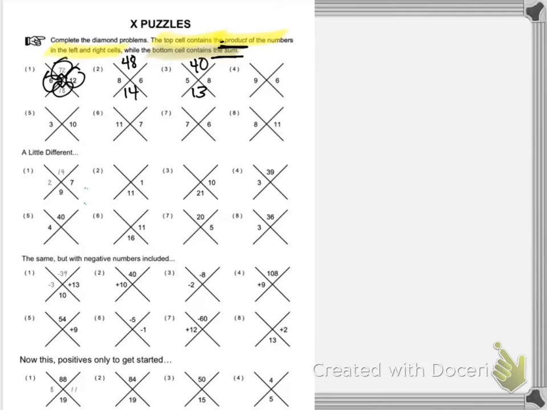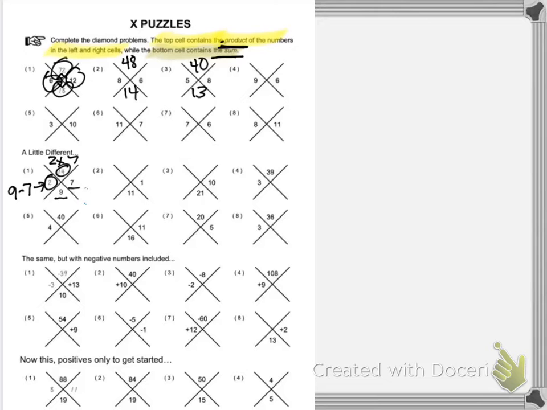On these ones, we're going to give you either the top or the bottom, and then one of the left and right. So here for number 1, it looks like they gave us 9 and 7. In order to get this missing cell, I did 9 minus 7, which gave us 2. And then 2 times 7 gives us 14. Alright, let's try it together.